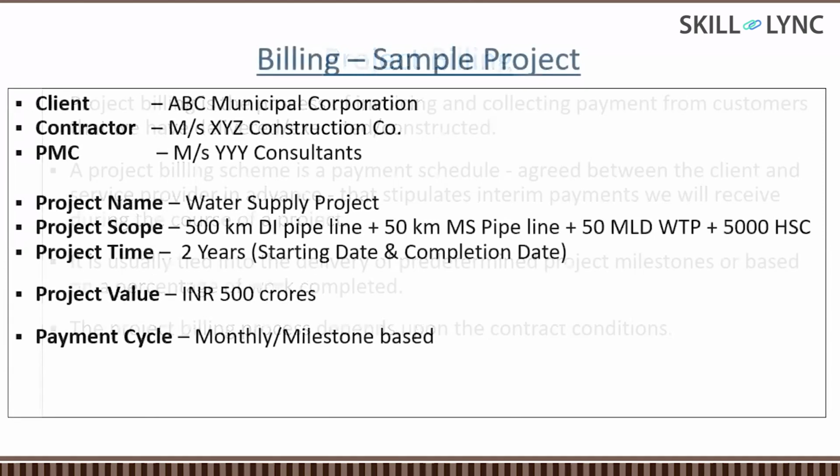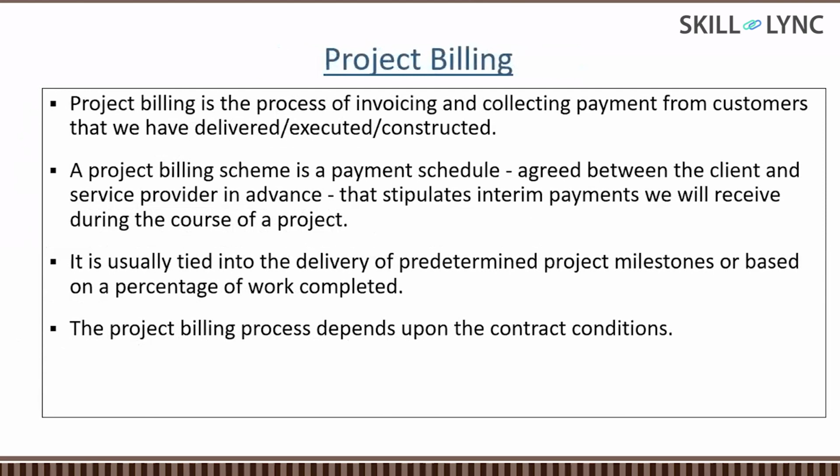So now we have understood from this example that we have to do the billing. Now, what is billing then? Billing is the process of raising the invoice to the client for whatever we have delivered. Let's say somebody is ordering pizza, or buying something from any app or from the local market, then one bill will be given by the shop owner. Similarly, whatever we execute on the site, we will be raising a bill to the client. That is called billing.